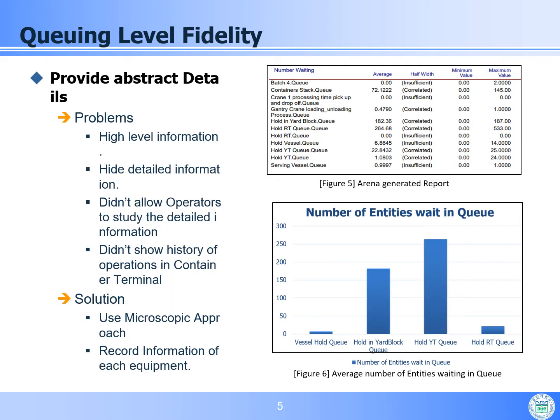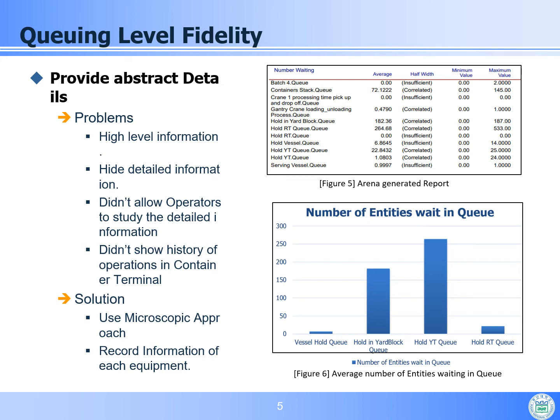Here I will try to explain why data level fidelity is necessary rather than queuing level fidelity, and what the advantage of data level fidelity over queuing level fidelity is. As we can see in figure 5, the report generated by Arena doesn't show us the data gap between the arrivals of different yard trucks and the road trucks. It doesn't allow the operators to study the detailed information, and it doesn't show the history of operations in the container terminal.